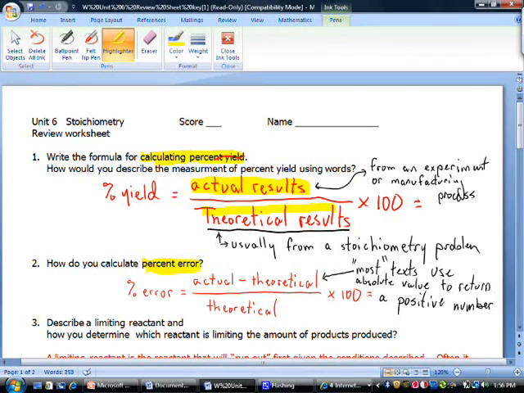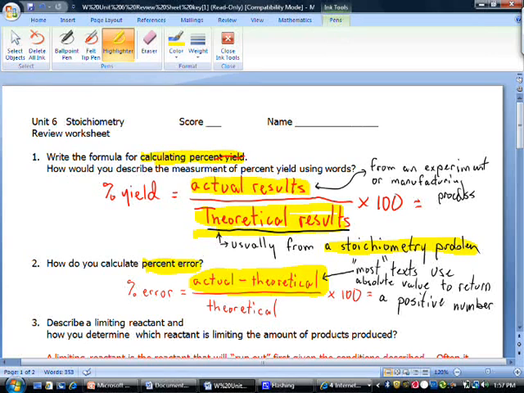the theoretical results is based on a calculation that you would use of looking at all of the chemical reactions involved and doing a stoichiometry problem to determine the theoretical results. Now, the difference between percent error and percent yield is that in percent error, you're trying to see how far you are from the theoretical value and dividing that by the theoretical, so you see how far away you are from being 100%.